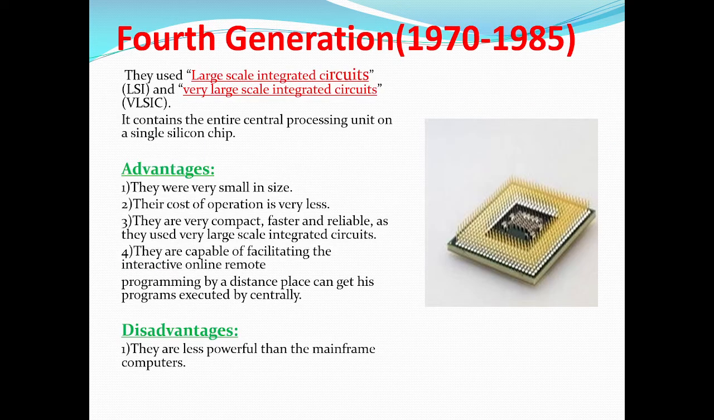Let us look at the fourth generation computers. The period was from 1970 to 1985, and the technology used here was large scale integrated circuits and also very large scale integrated circuits. The entire central processing unit was embedded in a single silicon chip. The silicon chip is presented on the right hand side of the slide. When you look at the advantages of the fourth generation, the computers were very small in size, and the cost of operation is also very low.